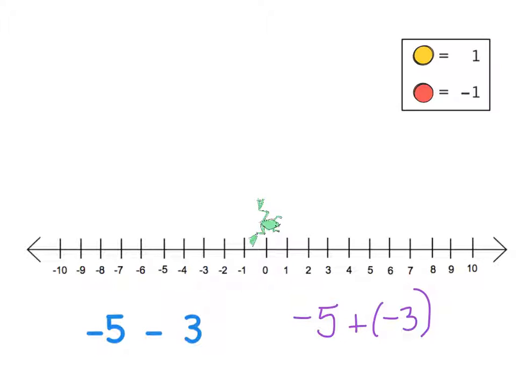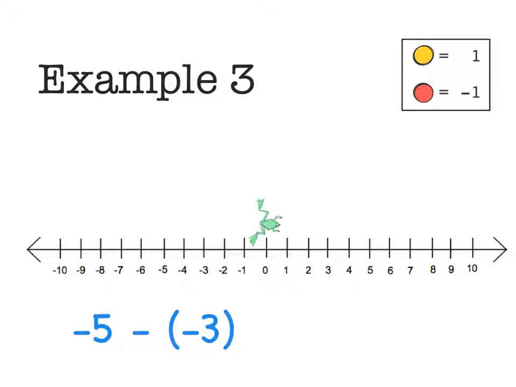Using our math frog to solve this, of course, we first move him 5 spaces back, keeping track of his movements with the counters. And then we'd move him an additional 3 spaces back, and again keeping track of his movements with the counters. So, based on this, we now know that the solution for negative 5 plus negative 3 is negative 8.